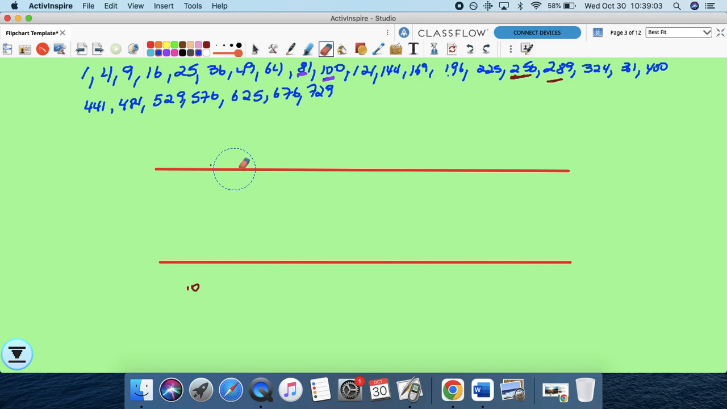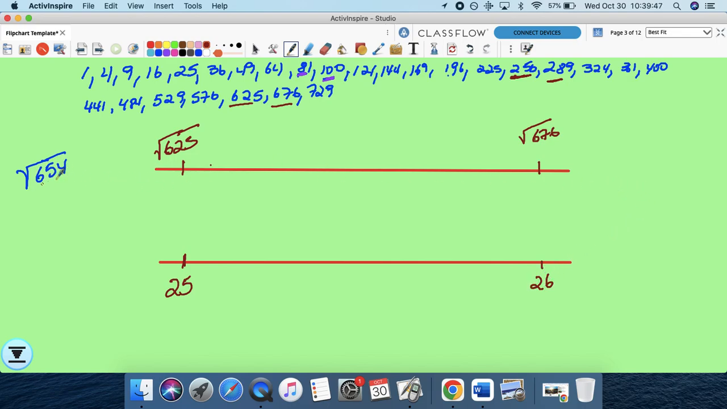And then our final number is the square root of 654. So we have to approximate the square root of 654. The square root of 654 is between what two perfect squares? It's between 625 and 676. So square root of 625, and the square root of 676. And square root of 625, you can put in your calculator, comes out a nice pretty number, which is 25. And square root of 676 is just 26. We have to locate 654.